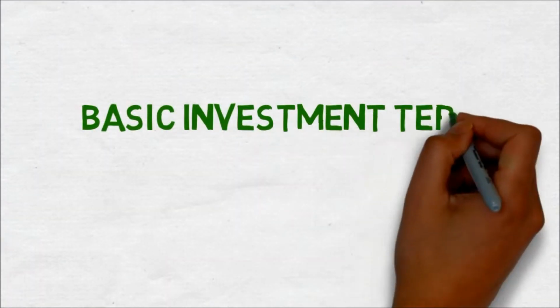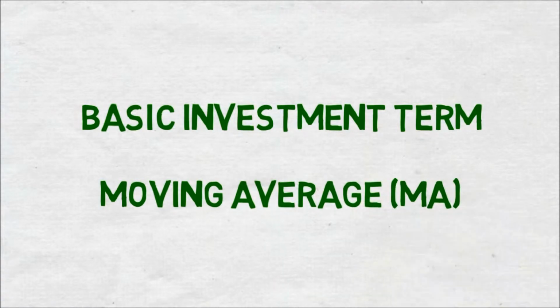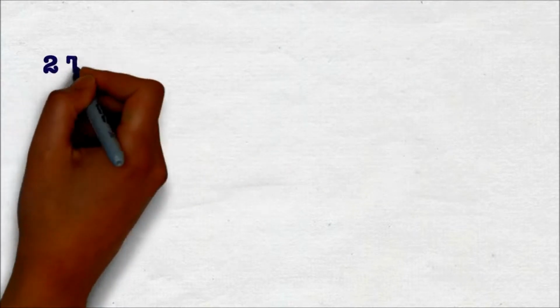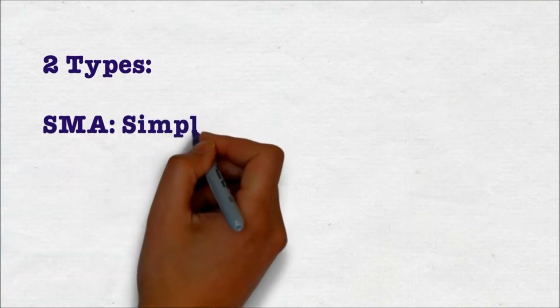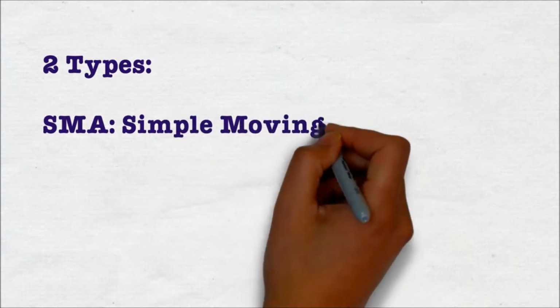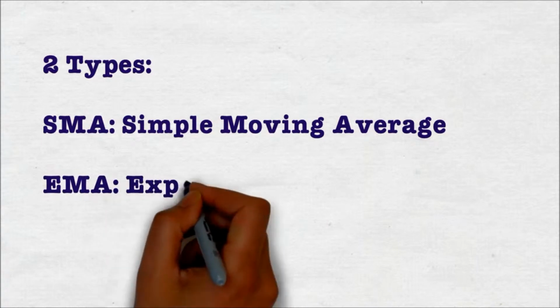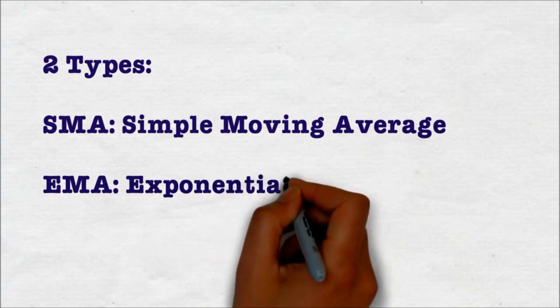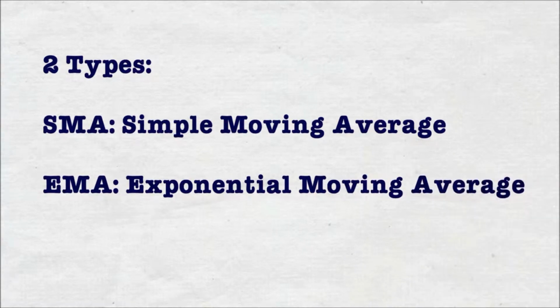This is basic investment terms, and today we're going to be talking about the moving average. Now, there are a lot of types of moving average. There's the simple moving average and there's the exponential moving average. It's called the moving average because it's the average of the latest closing prices of a certain stock. And you can use a lot of different types of moving averages.